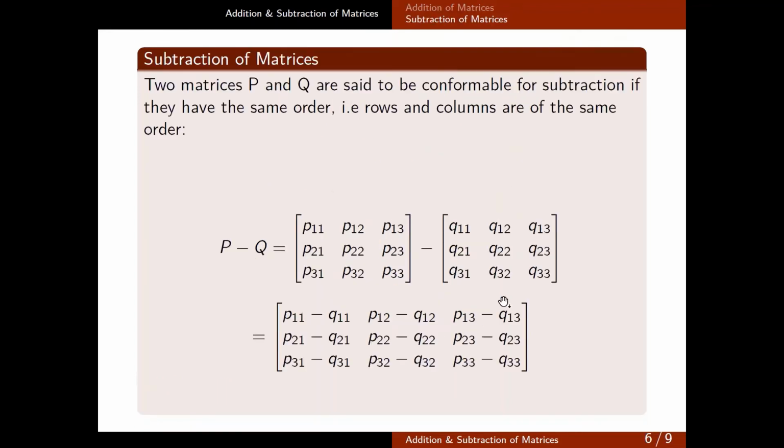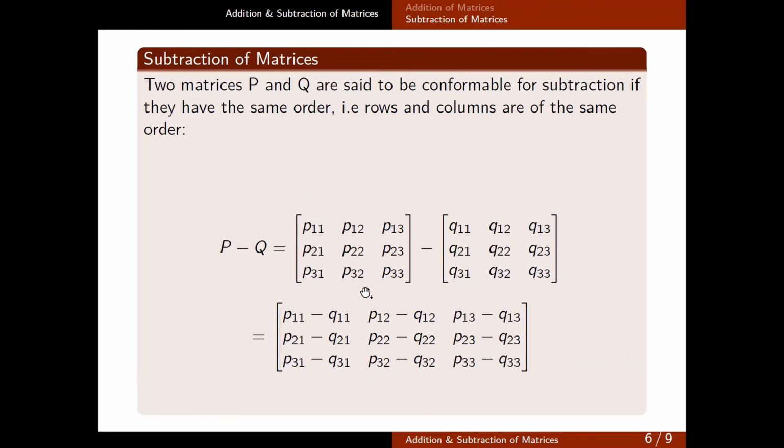All right, so let's move to subtraction of matrices. And this is no difference with addition. The only difference is a negative sign. Whenever you have two matrices, P and Q, they are said to be conformable for subtraction if they have the same order. That is, the number of rows and the number of columns are the same. They are of the same order.